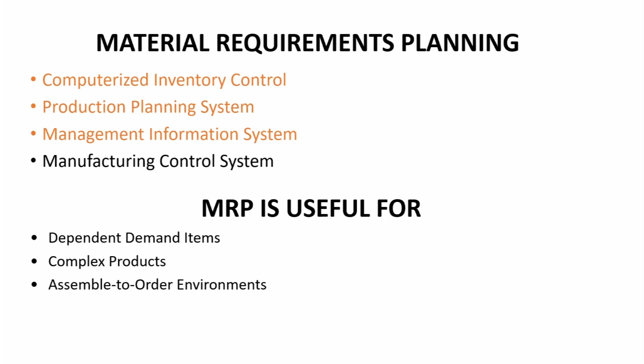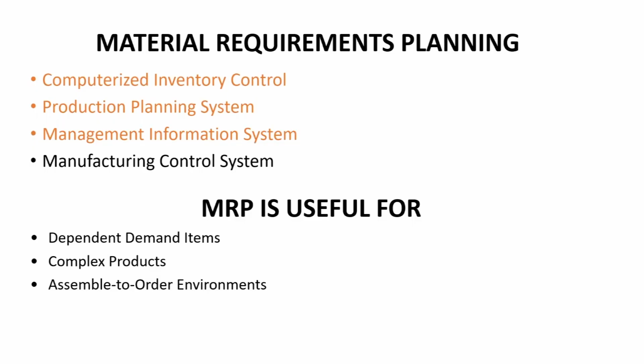Material requirement planning is a computerized inventory control system. It is part of the production planning and control system. It is a management information system also. It is more of an information system as software, and it is a manufacturing control system also. With the help of this, it will generate reports with the help of which we can see whether the materials and production are as per the plan, or if there are any deviations, or any deviation in the demand also, we can create exception reports in the material requirement planning.